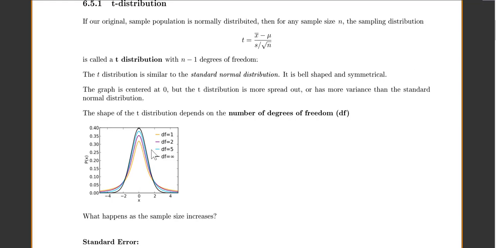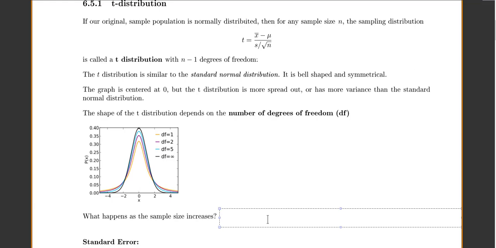The shape of our t-distribution depends on our degrees of freedom, which we call df. So you'll see here, this orange line is 1 degree of freedom. It has a lot more area in the tails. Then we have 2 degrees of freedom is this purple, 5 is the blue, and black is infinite degrees of freedom.